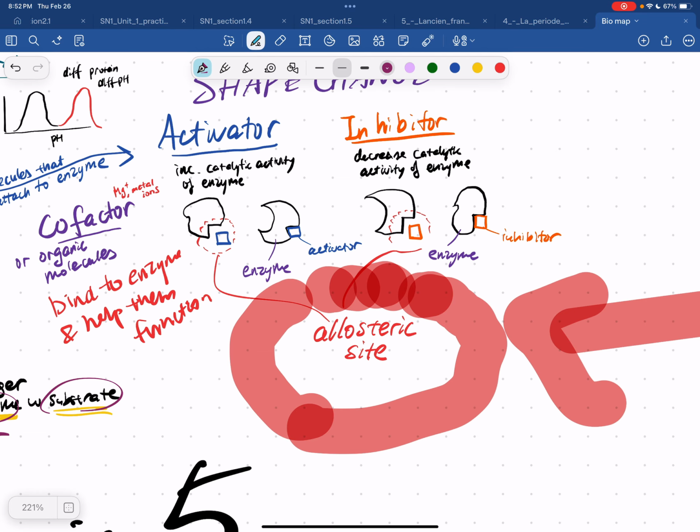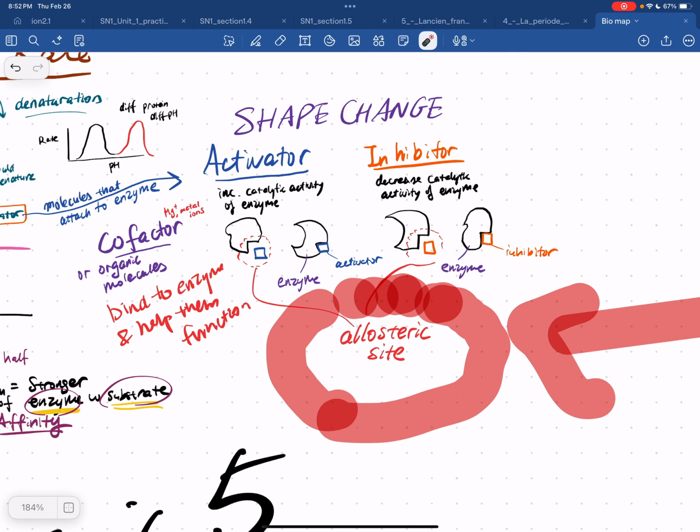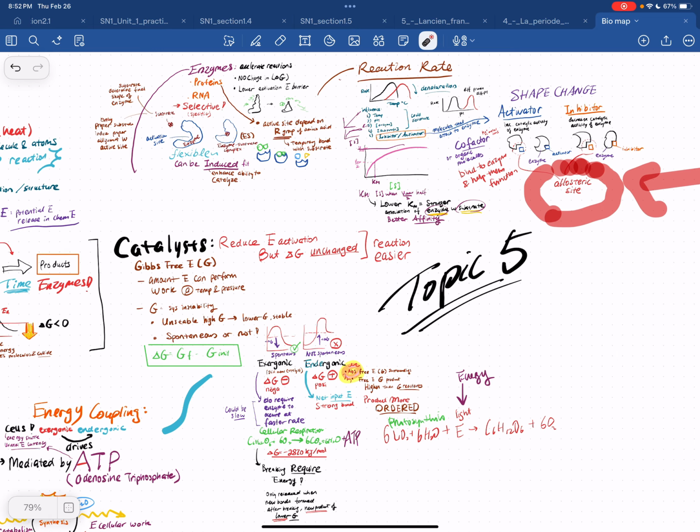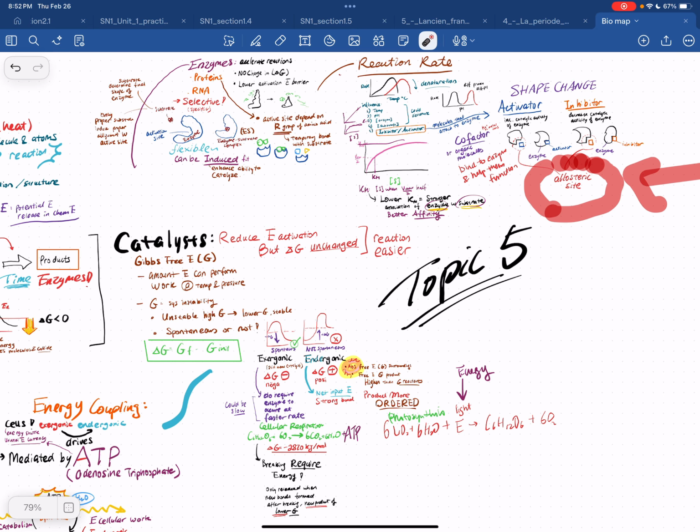So the allosteric site is the place where activators and inhibitors will bind, but the active site is where the substrate normally binds. Sometimes inhibitors that are competitive will try to bind onto the active site, making the substrate not able to react anymore. So that is a problem. It could be a problem. So this is all about changing shapes.